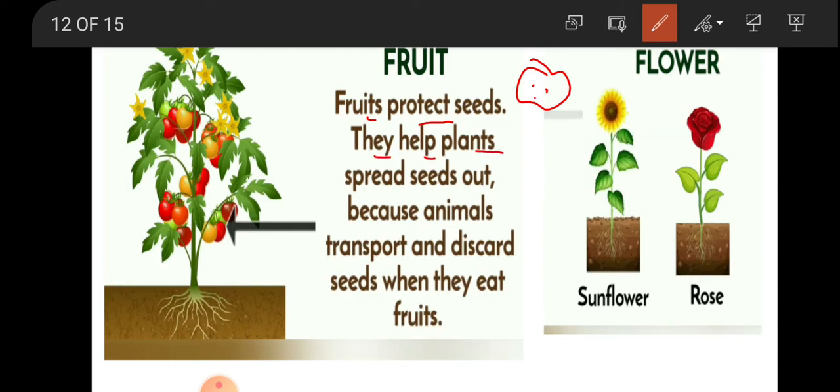They help the plant to spread the seed out because animals transport and discard the seed when they eat the fruits. In the introduction I have explained, the wind, then water, and the animals and the birds, they eat the fruits. They eat the fruits, everything. The seeds also go inside their body and come out through their droppings. Droppings means what comes out of the body after eating. It is called droppings of the bird.